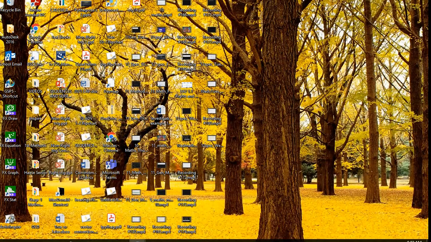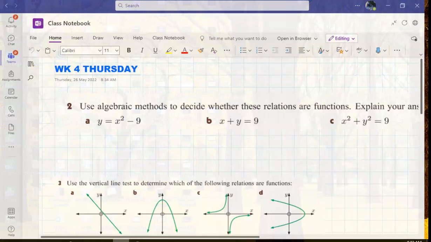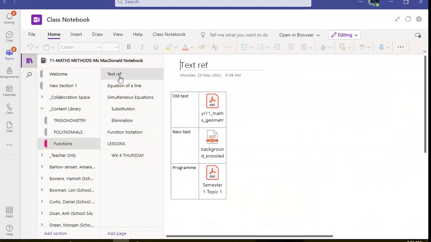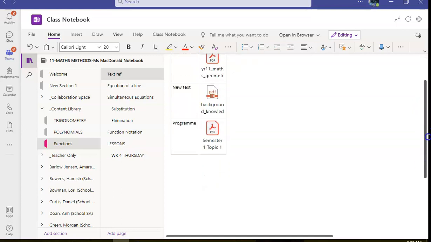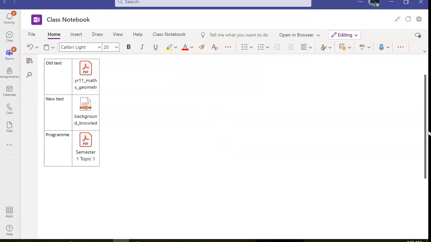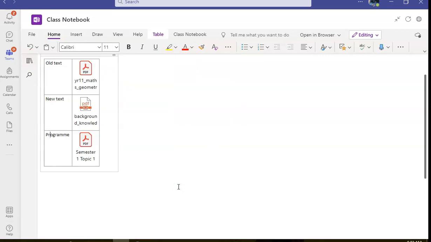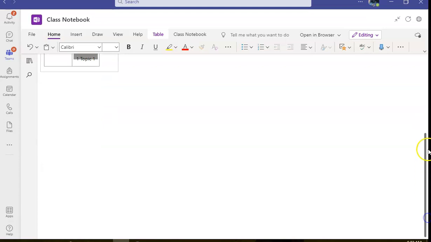This is very nice work. Now, on Teamies, if you go into there, let's have a look at the program. On mine the program shows what is going on: program outline, equation of a line, text reference, program. Mine shows. Does yours show? Anyway, you look on yours.